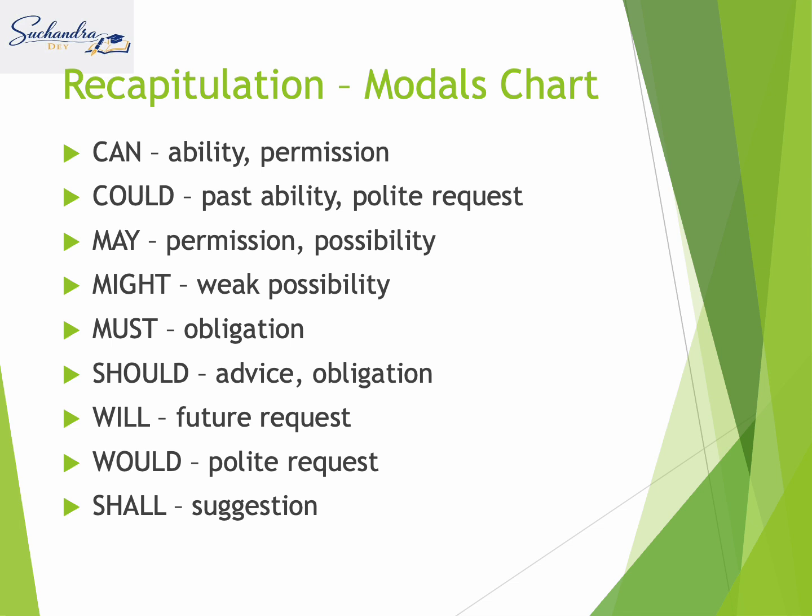Let's have a quick revision or recapitulation of modals chart. Can represents ability or also permission. Could represents past ability, polite request. May represents permission, possibility. Might represents weak possibility.